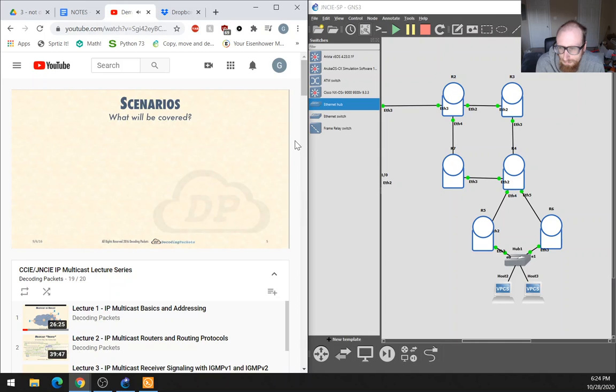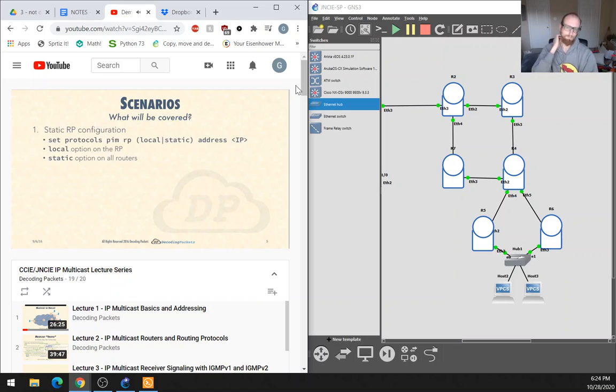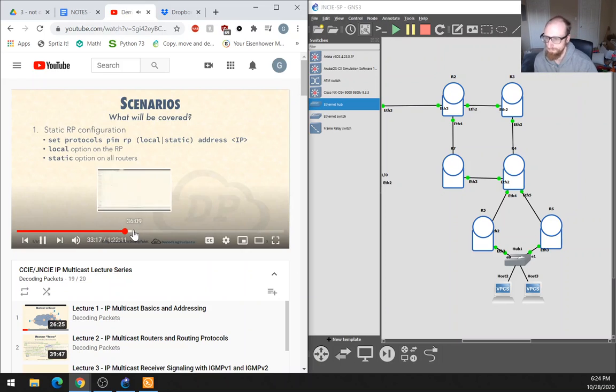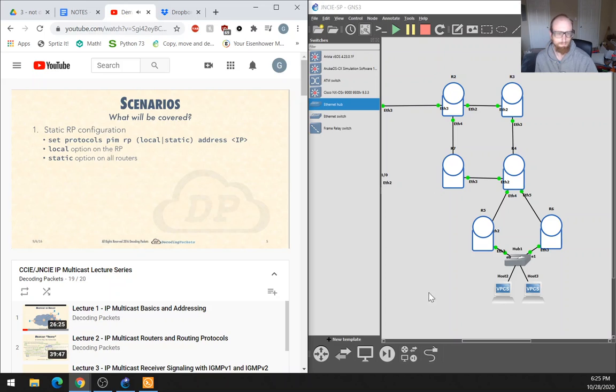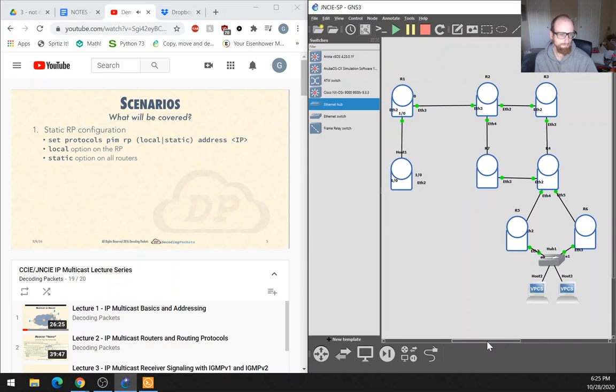Now that we've fulfilled the prerequisites, it's time to move to actual scenarios. The very first scenario here is going to be the static RP configuration. With the static RP configuration, as was mentioned before, there is a separate configuration for the RP itself to make the RP aware of its own duties and which IP address to use for those, and a slightly different configuration for all of the other routers.